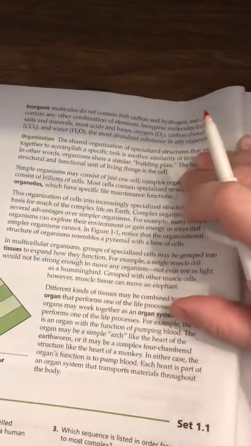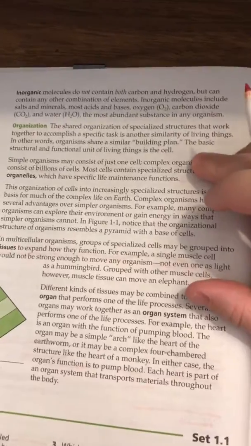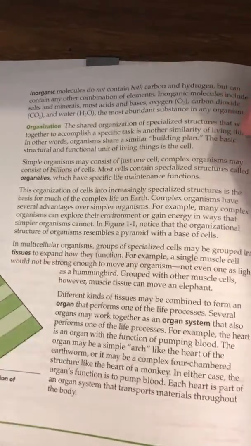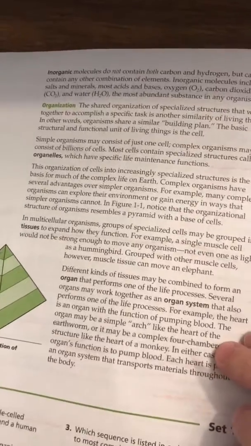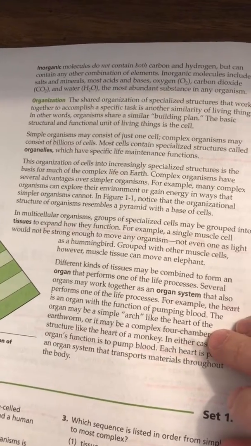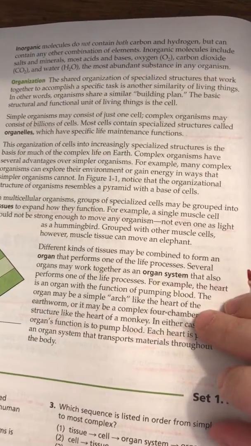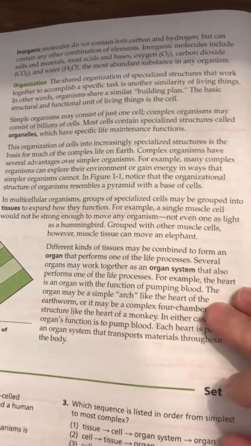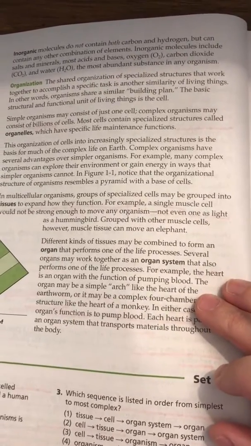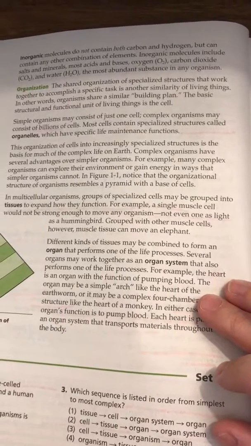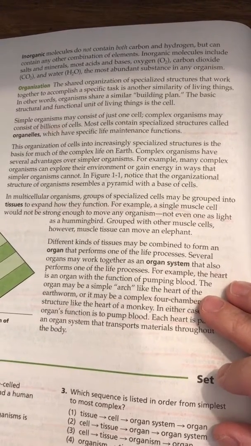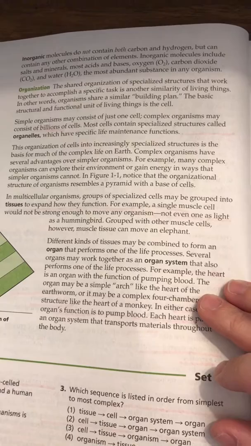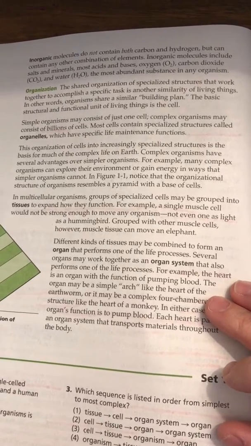Inorganic molecules do not contain both carbon and hydrogen, but contain any other combination of elements. Inorganic molecules include salts, minerals, most acids and bases, oxygen, carbon dioxide, CO2, and water, the most abundant substance in any organism. Organization is another similarity of living things: specialized structures that work together to accomplish a specific task.